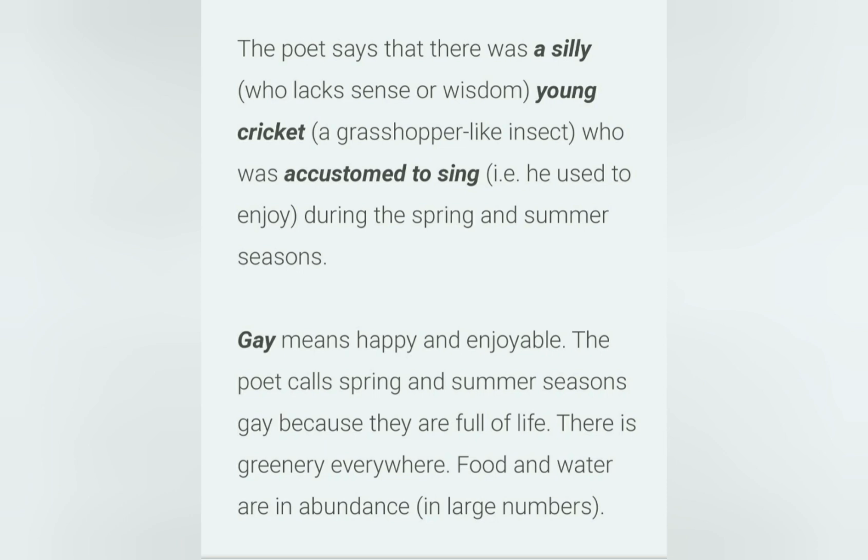Dear students, in this stanza, actually, the poet says that there was a silly young cricket. Here, silly means who is not having wisdom or sense, right? And young cricket is like a grasshopper, means a grasshopper-like insect who was accustomed to sing, that is, who was having a habit to sing during the spring and summer seasons. Dear students, here gay means happy and enjoyable. The poet calls spring and summer seasons gay. Why? Because they are full of life. There is greenery everywhere. Food and water are in abundance, means in large number.